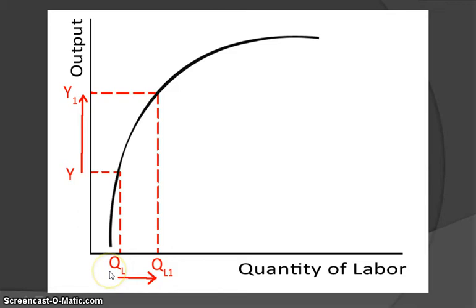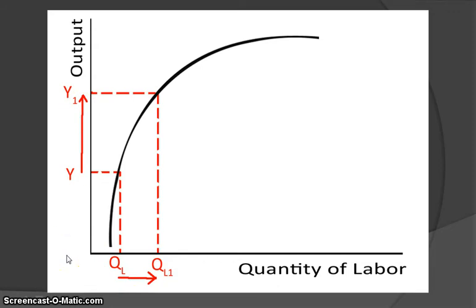So when labor employed is at QL, the amount of output starts at Y. However, when labor increases from QL to QL1, we also see an increase in output. Come up, go across, and output increases from Y to Y1. So we see a positive relationship between the labor force and output.